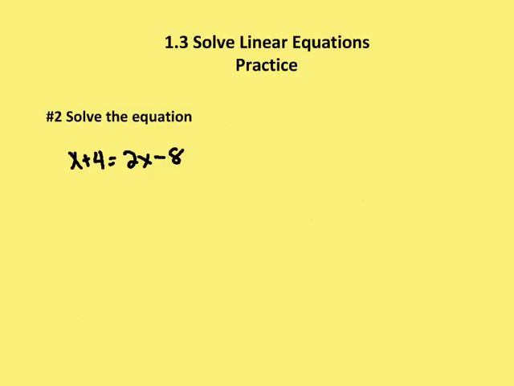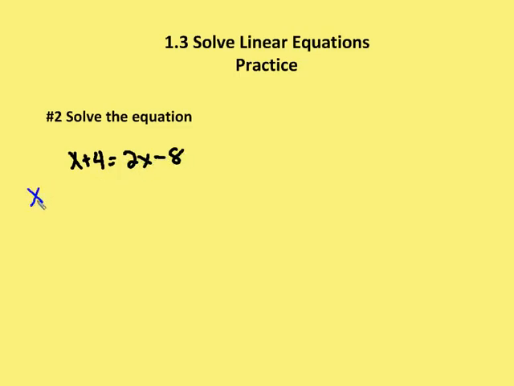In the second equation, we have x plus 4 is equal to 2x minus 8. Again, the strategy here is to isolate the variable in the linear equation on one side and place the constants on the other. Again, I'm partial to having the variable on the left-hand side. So I'm going to start by subtracting 2x from both sides.